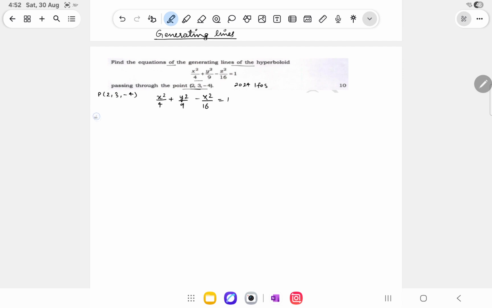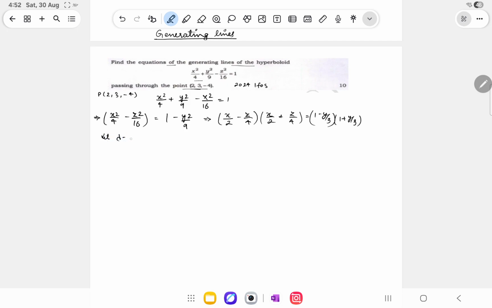I can write this given equation of hyperboloid like this: x²/4 - z²/16 = 1 - y²/9, which I can further write as (x/2 - z/4)(x/2 + z/4) = (1 - y/3)(1 + y/3). So this will basically give me the equation of two families of generators.